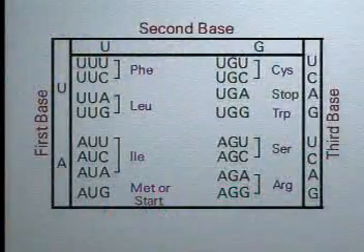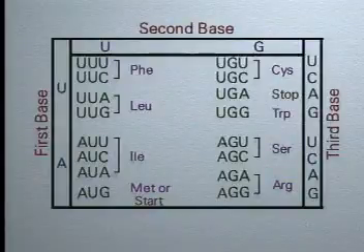Right, because 4 to the power of 3, or 4 cubed, is 64. But there are only 20 amino acids, so that means some codons code for the same amino acid. And they can also signal the beginning or the end of this translation.